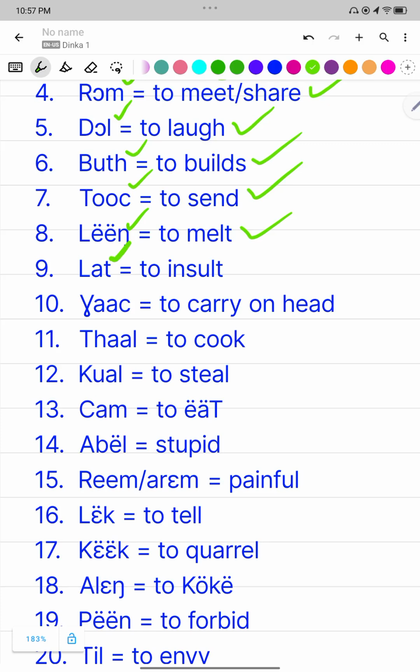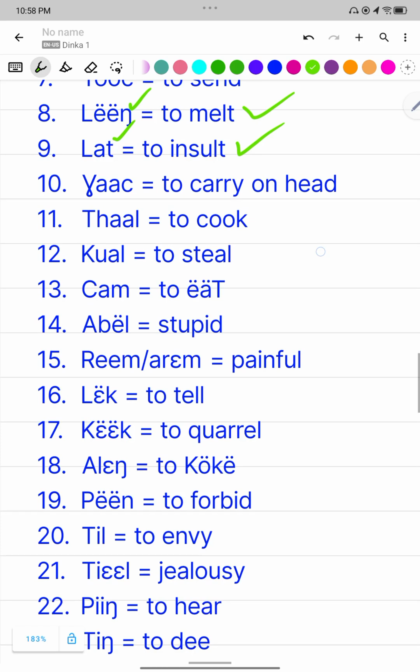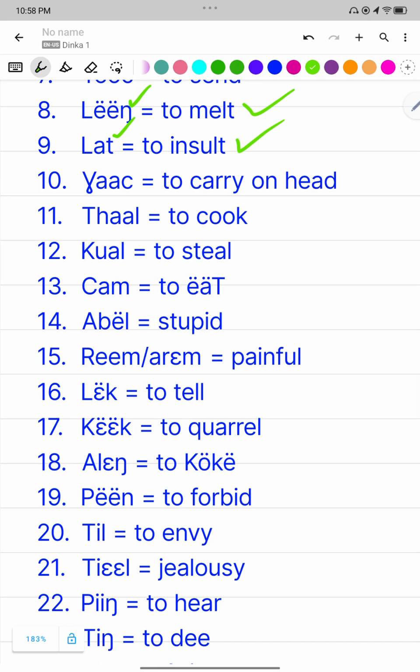Number nine, lat. Lat means to insult or to abuse. Why do you insult me, or why do you abuse me? That is the term lat in Dinka language. In balat means I will insult you or I will abuse you. Number 10, arch. Arch means to carry on head. To carry something on your head. The woman is carrying a jerrycan on her head.